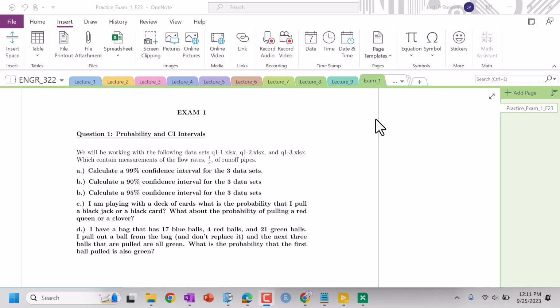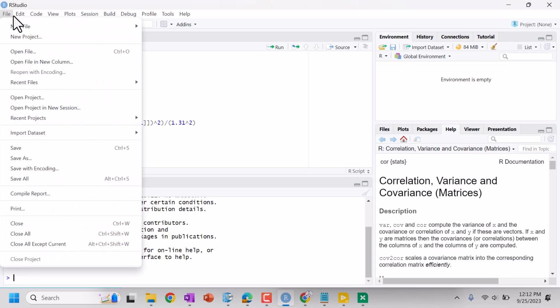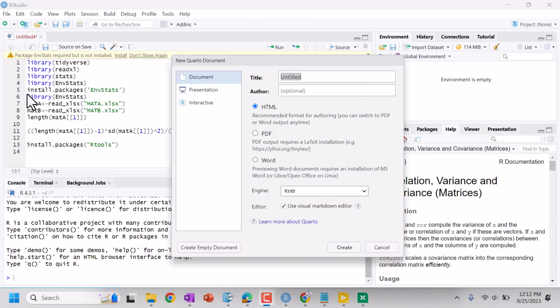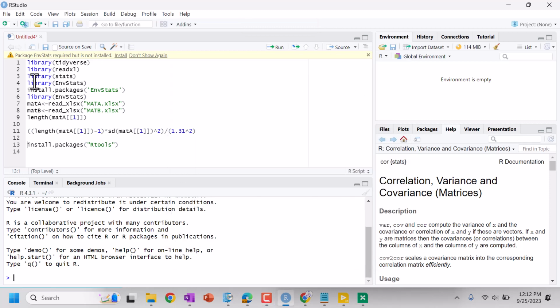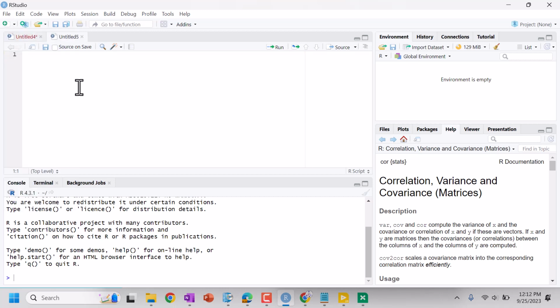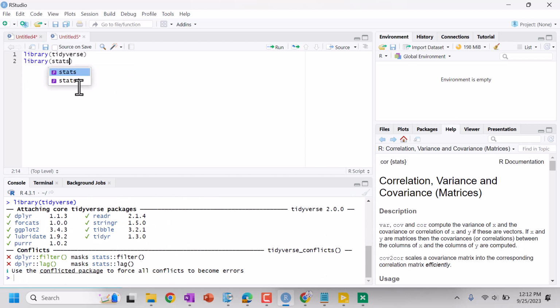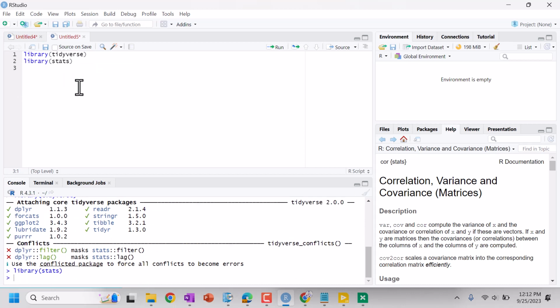All right, everyone, we are back and we are about to do question one for exam one. So we're going to be working with the following data sets. Let's take a peek at our R code here. We'll do a new file, a new R script. Let's read in tidyverse and let's read in stats. I think that's pretty much all we need for now.